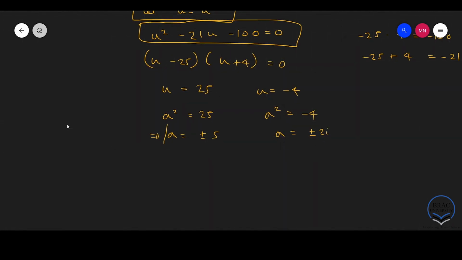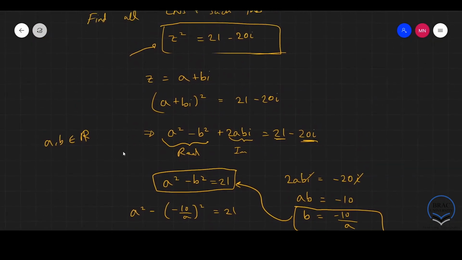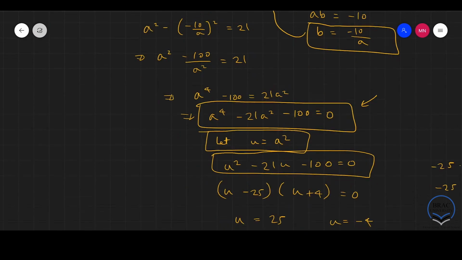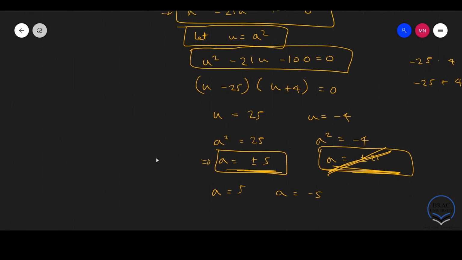Right, so these are the values of a that I can get. But we know that, right, so what did we start off with? We had z equal to a plus bi. A is our real part, right? So we cannot have a to be something imaginary. We know that a has to be real. So we can ignore this solution, that's wrong, and we can consider a to be 5 and a to be minus 5. So now we can find values of b using these values of a.